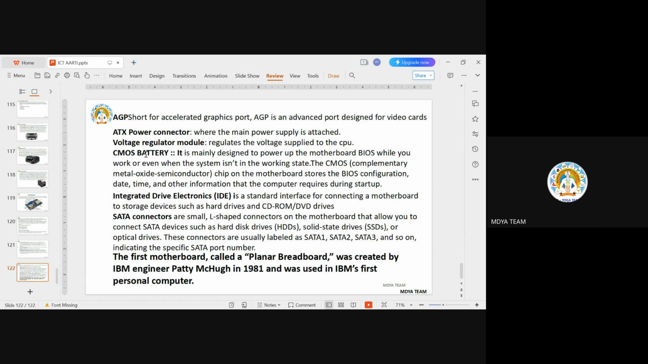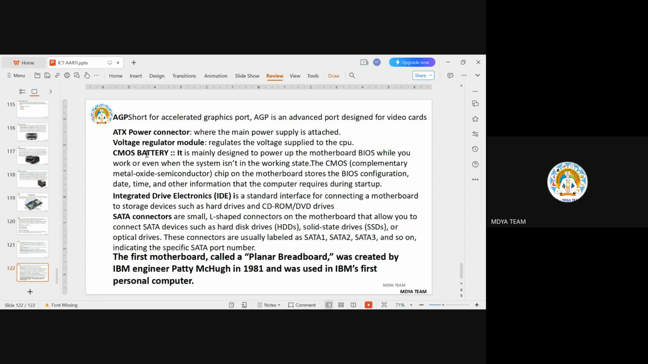CMOS battery. The CMOS battery is a battery present in the motherboard, but its function is related to the BIOS. As we know, the BIOS is present in the ROM, in firmware, but some configurations are stored with the CMOS battery. The CMOS battery gives power to the BIOS to start the program.